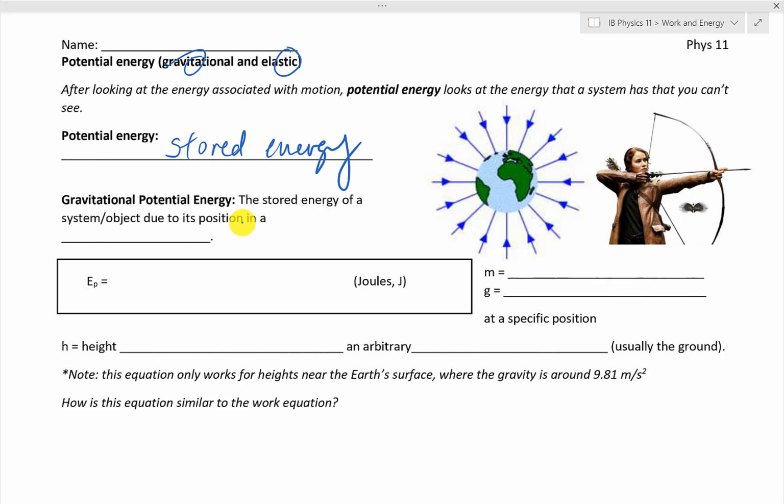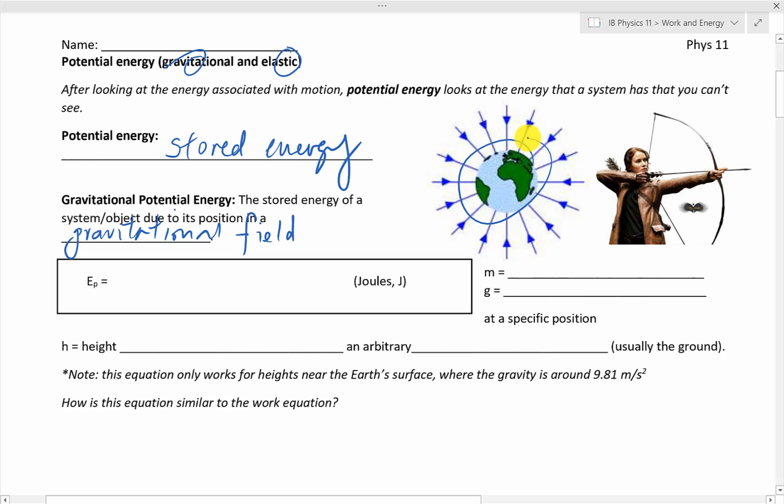More specifically, gravitational potential energy is an object's stored energy due to its position in a gravitational field. We know Earth has its own gravitational field, the Sun has its gravitational field, black holes have their gravitational fields. With gravitational potential energy in this unit, we'll be dealing mostly with cases on Earth.